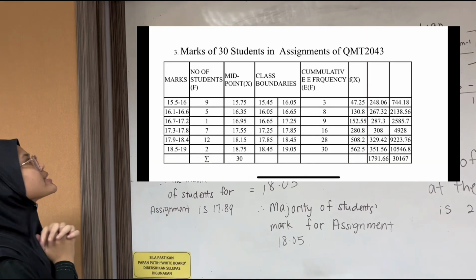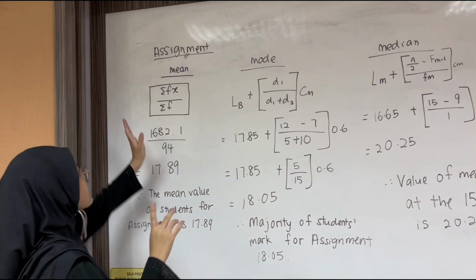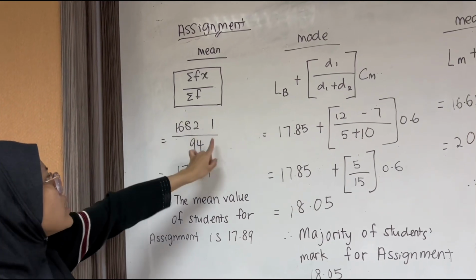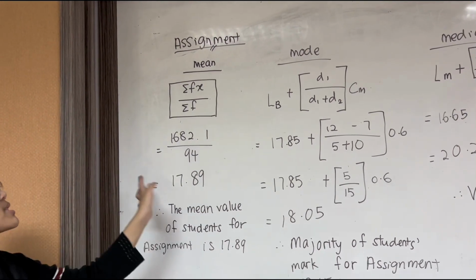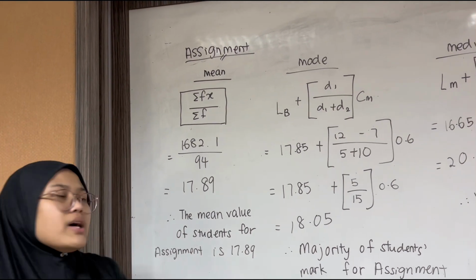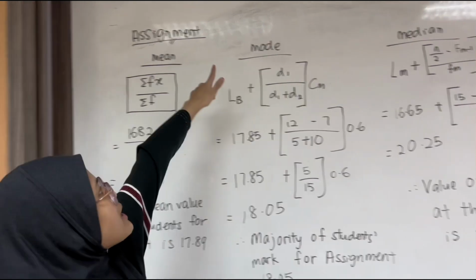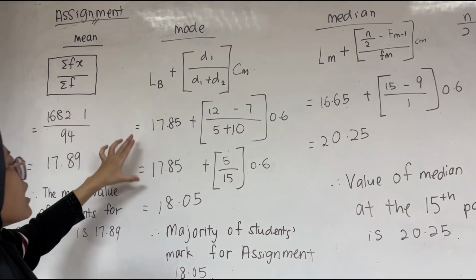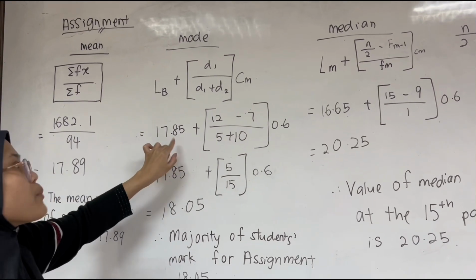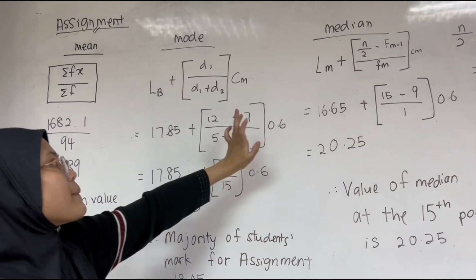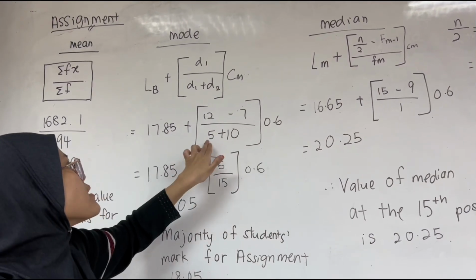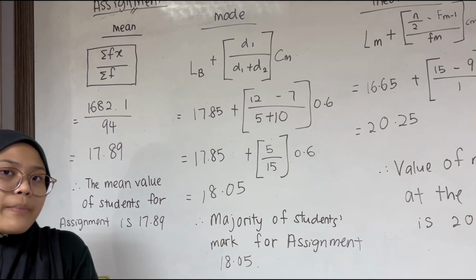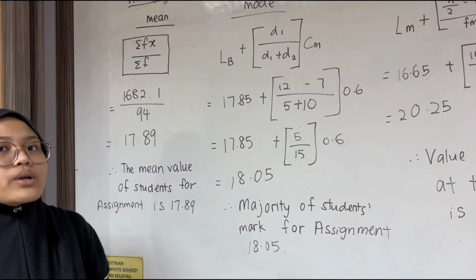Okay, so now we will calculate the mean for assignment. So the first step is we will look into this formula as I said just now. Okay, so 1682.1 divided by 94 and we will get 17.89. So the mean value of students for assignment is 17.89. Okay, so now let's check out the mode. So use this formula once again, and then 17.85 plus 12 minus 7 divided by 5 plus 10, and we will times by 0.6. So the answer is 18.05. So the majority of students' marks for assignment is 18.05.